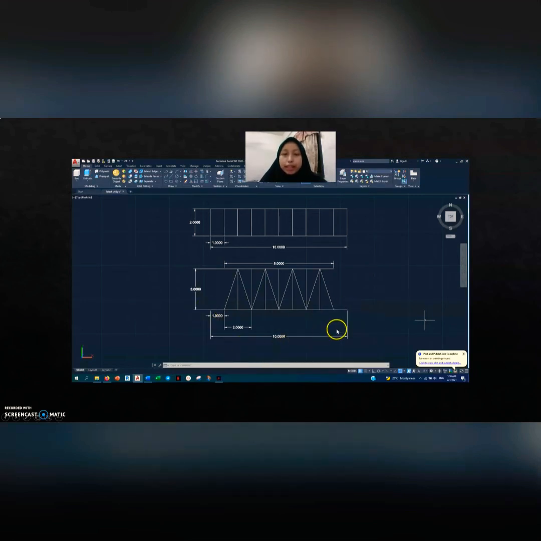A gap, before we start running the calculation, this one meter, we give that 1 meter. So the height for this bridge is 3 meters. Then a gap, and the gap between this chord and this chord is 2 meters. The length for this bridge is 10 meters.